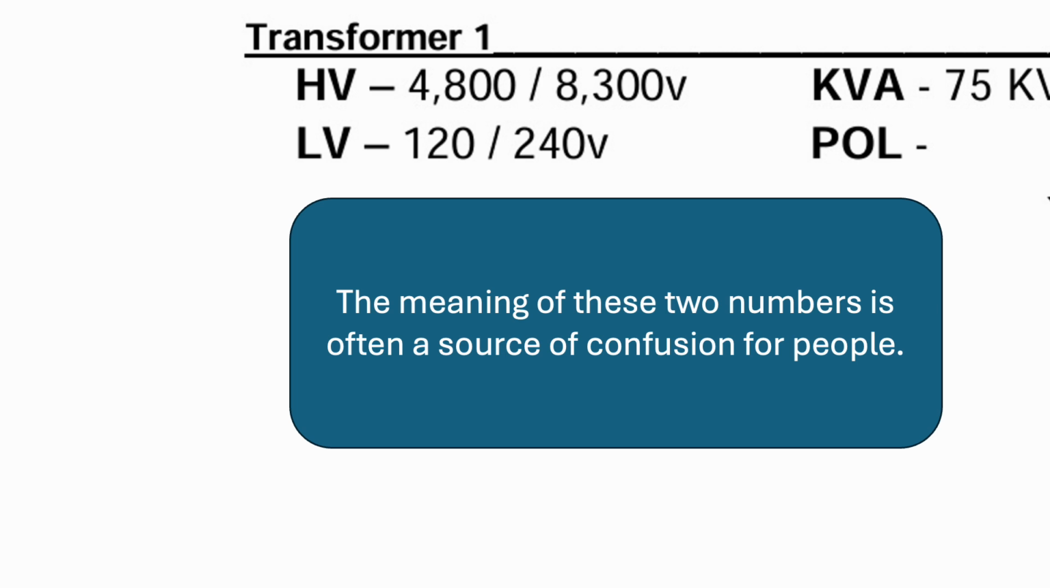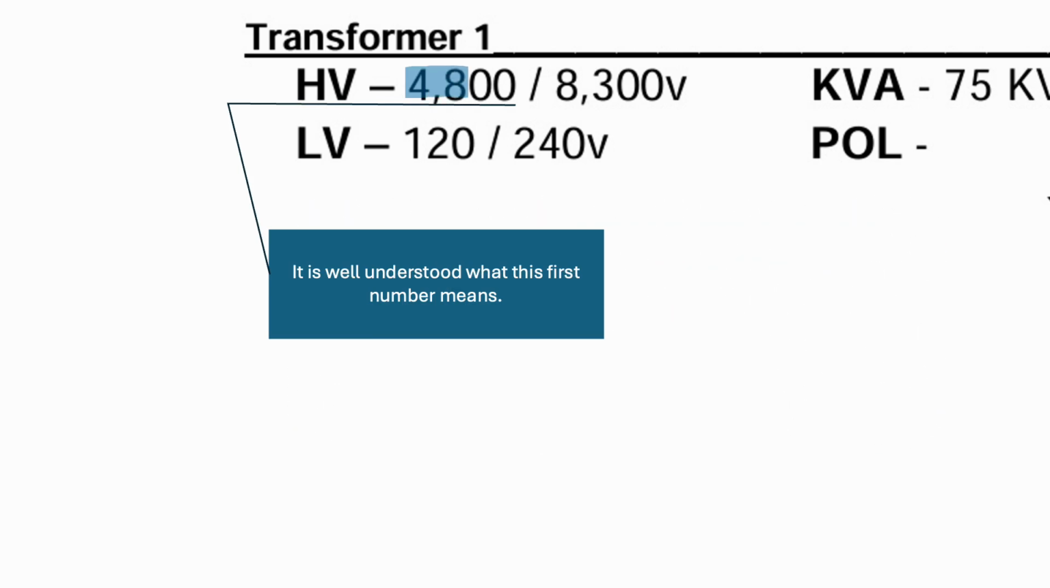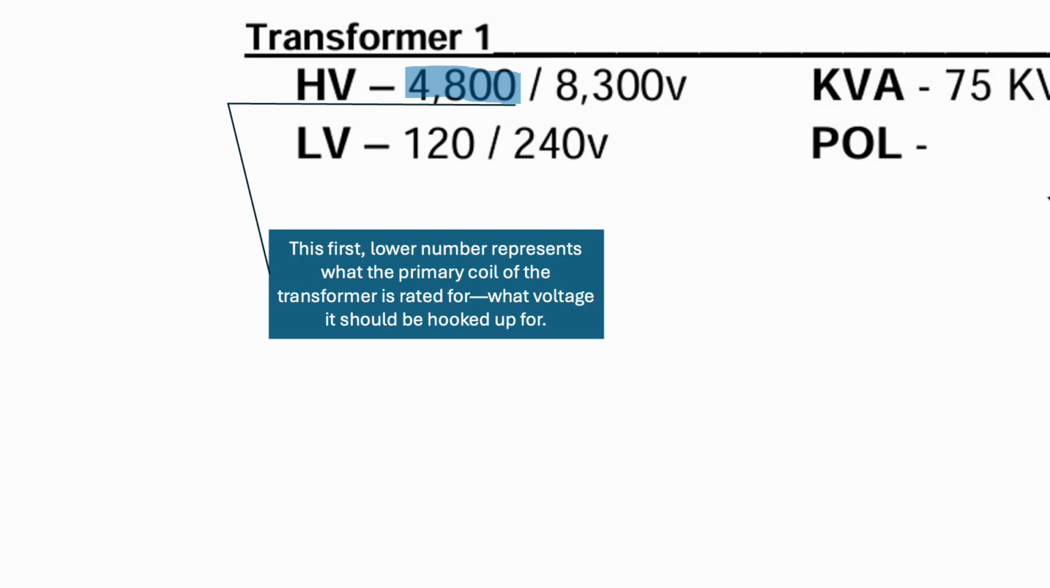Now, there's a lot of confusion surrounding this issue. The reason being is an inconsistency between the design of these exercises and how utilities stock transformers. It's pretty well understood what this first number means. It is the voltage that the primary coil of the transformer is rated for, meaning what voltage it should be hooked up for.